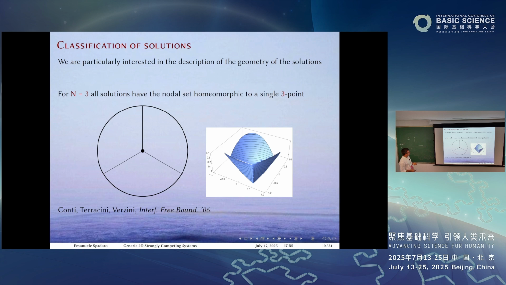It was started in this series of works by Conti, Terracini, and Verzini: just 3 species on the boundary. Then all solutions have a nodal set which is homeomorphic to a 3-point star. That's the only possible solution you find, of course, up to homeomorphism.